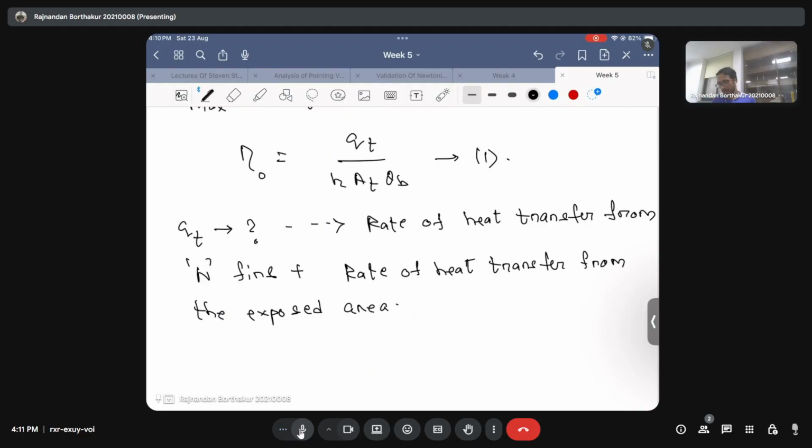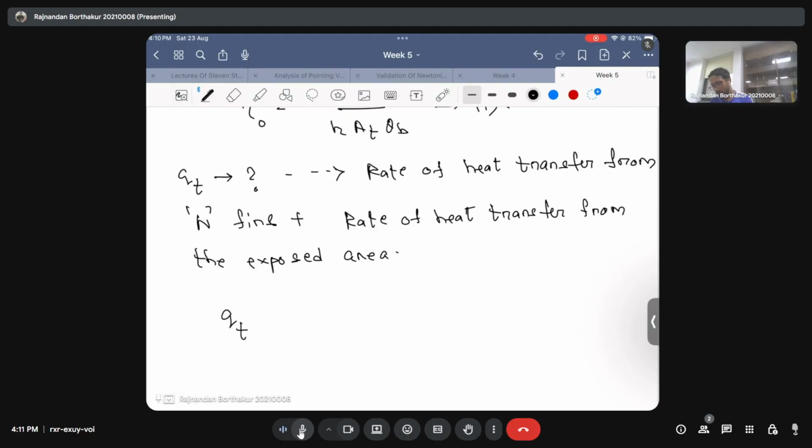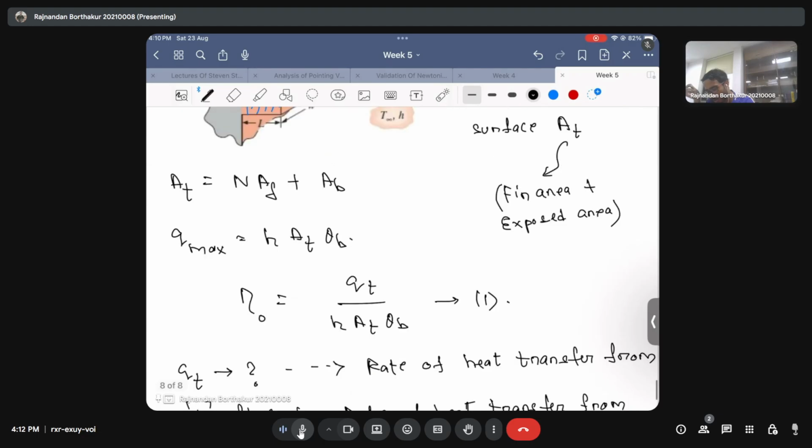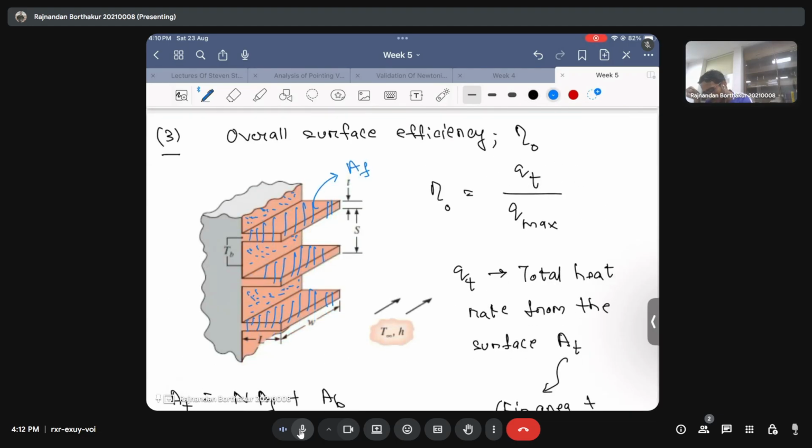Okay. Then if I use this definition of Qt, I can call it the n times the rate of heat transfer from a single fin, plus the rate of heat transfer from the bare, exposed area. What is the mode of heat transfer from the exposed area? It is just convection, right? So this will be h times the exposed area, which we'll call AB, times theta B, because you know that your exposed area is at a temperature theta B.